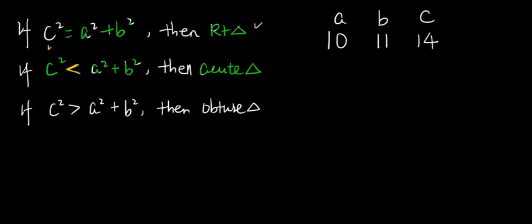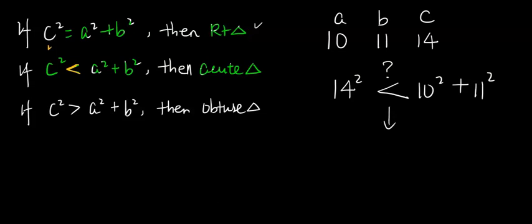We're going to test out, is C squared less than A squared plus B squared? We're going to put down A squared and B squared. So A is 10 squared and 11 squared. All right, go ahead and test it out. Is it true?